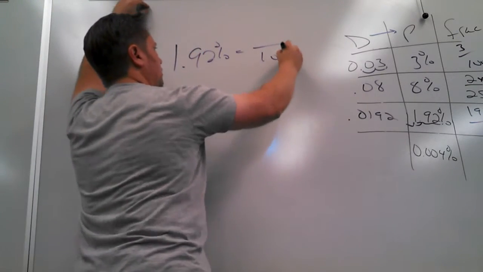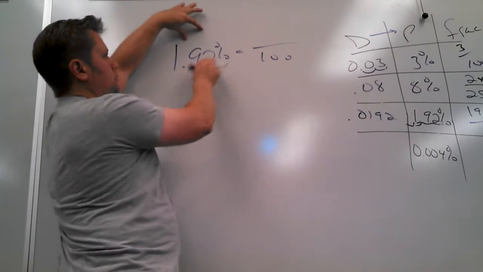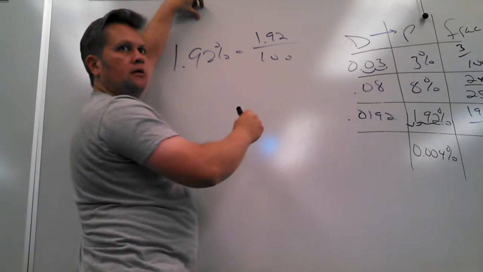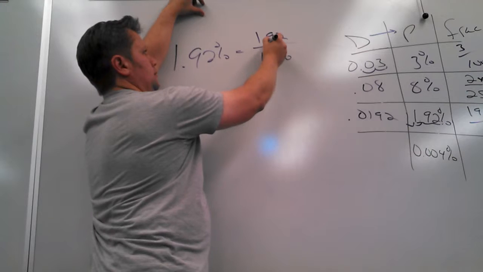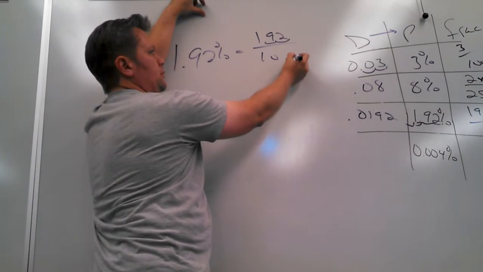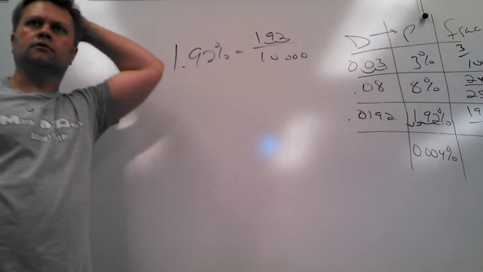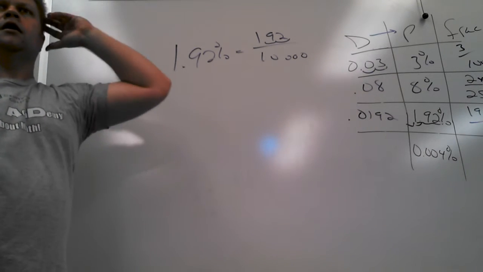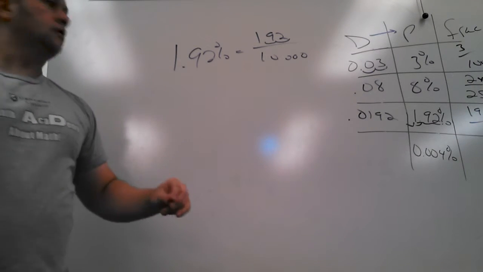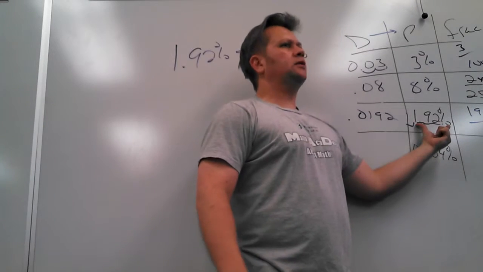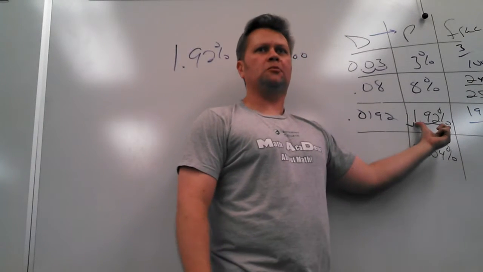So what would it be over 100? 1.92 over 100. How do you fix that? Move this over twice, so then you have to move the bottom over too. There's your 192 over 10,000. Bam. I know it's not going to be mixed, because 1.92% is not more than 100%.